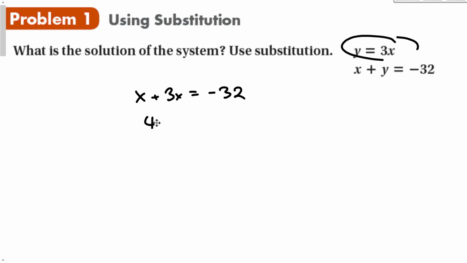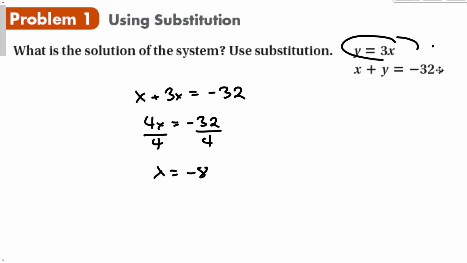3x and x gives me 4x is equal to negative 32. Divide out the 4, and we get that x is equal to negative 8. Now, of course, we're not done yet because remember what we're looking for. We're looking for the place where these two lines intersect. And the place where two lines intersect is a point.